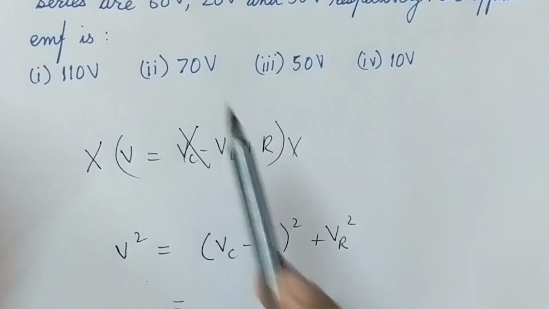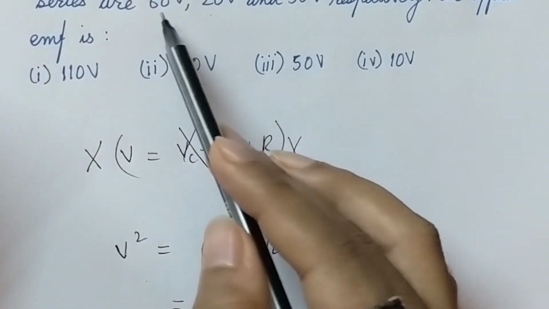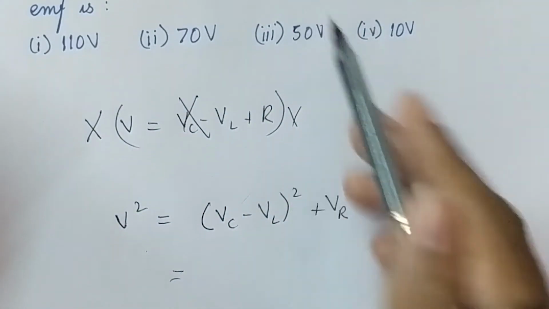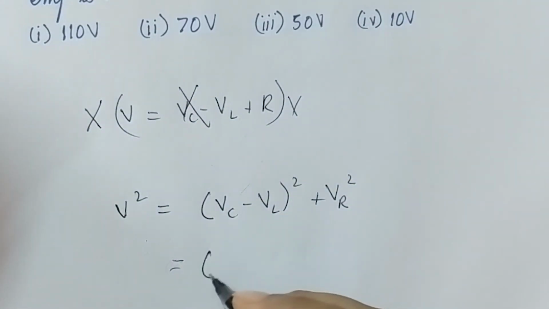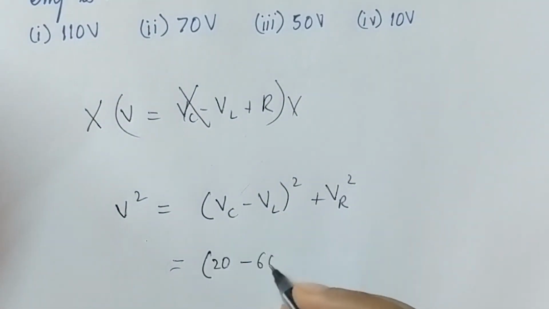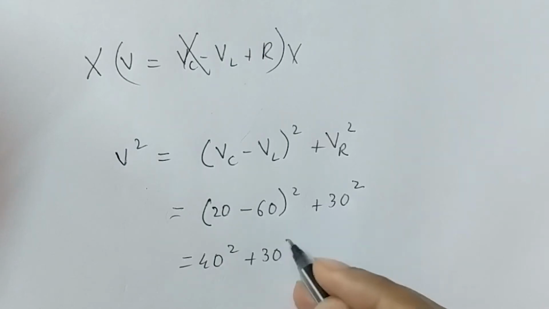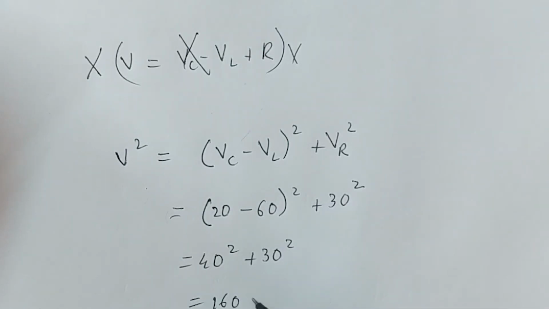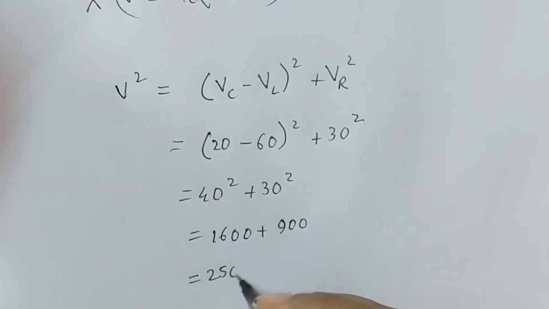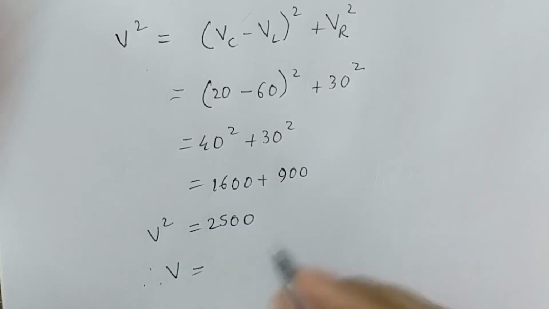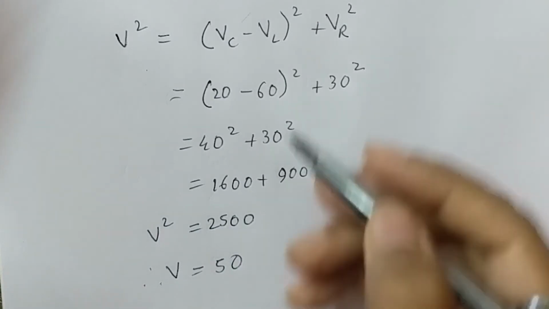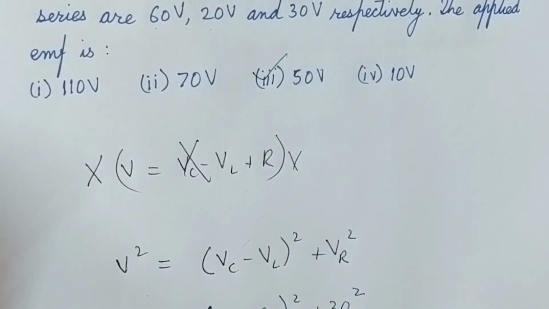So for this sum, we know that VC is given as 20 volt, VL is given as 60 volt and VR is given as 30 volt. So we put those in. You have (20 minus 60) whole square plus 30 square. So that is equal to 40 square plus 30 square. That is 1600 plus 900. So that gives me 2500. That is equal to V square. Therefore, V is equal to the root of this, that is 50. So the correct option is option number 3, 50 volts.